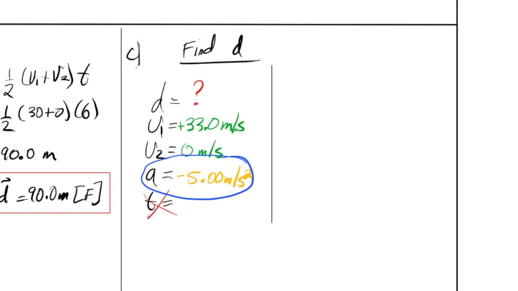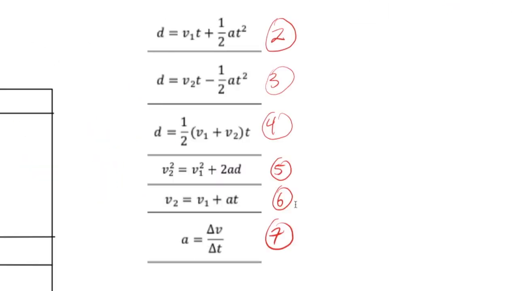But I digress. So let's move on and figure out which formula. So we have to find the one formula that doesn't have time in it. Okay, so disqualified, disqualified, disqualified. Oh, there's one.